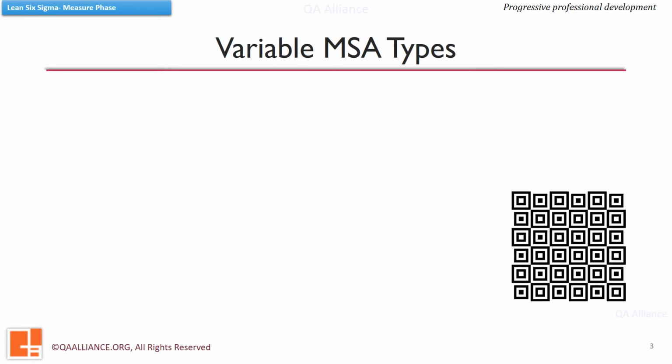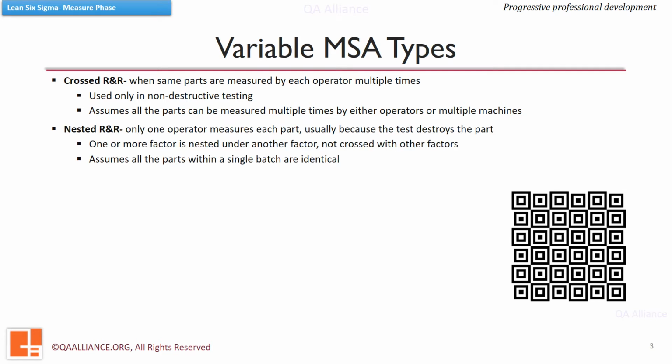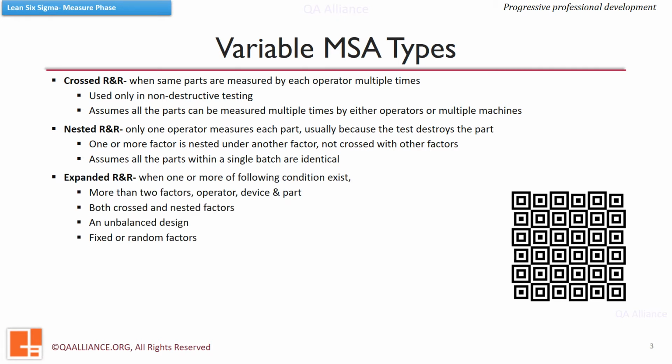Variable MSA can be classified into three types: crossed, nested and expanded. These types are named based on the design that is prepared for data collection. In crossed R and R, the same parts are measured by each operator many times, while nested R and R is used when the part under test is destroyed, and because of that, only one operator can measure it. This type of R and R analysis assumes that the parts within a single batch are identical enough to claim they are same.